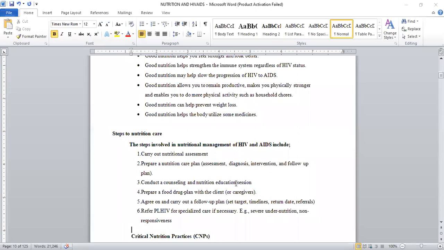Then prepare a food drug plan with the client or the caregiver. This is about when are they supposed to take drugs and when are they supposed to be eating. You find that some of the ARVs may interact with some of the nutrients. And you find also there are some foods that they need to totally avoid. For example, things like garlic. They're not supposed to be taking things like garlic since garlic itself has a medicinal value, and some of the drugs that they are taking may counter-interact with the garlic itself. Okay, we will discuss in detail about ARVs and the things that they need to avoid.